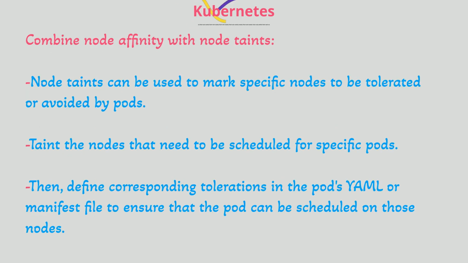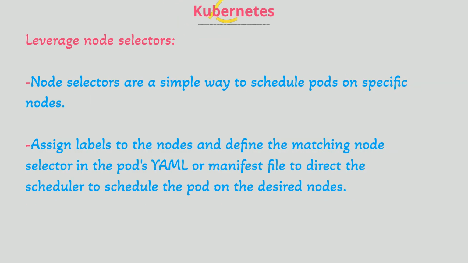on the desired nodes. Combine node affinity with node taints. Node taints can be used to mark specific nodes to be tolerated or avoided by pods. Taint the nodes that need to be scheduled for specific pods. Then, define corresponding tolerations in the pod's YAML or manifest file to ensure that the pod can be scheduled on those nodes. Leverage node selectors.